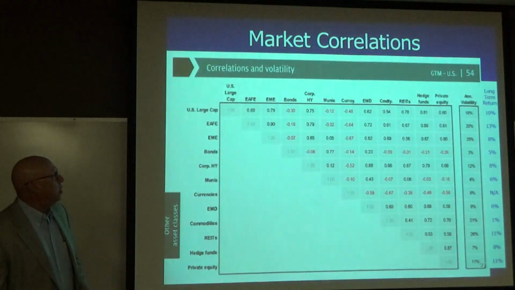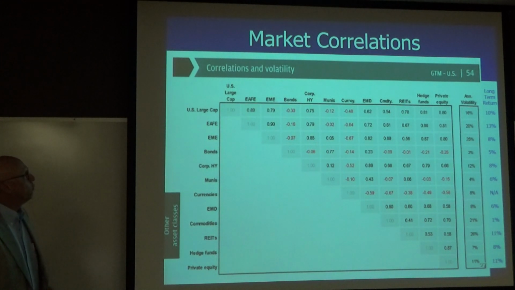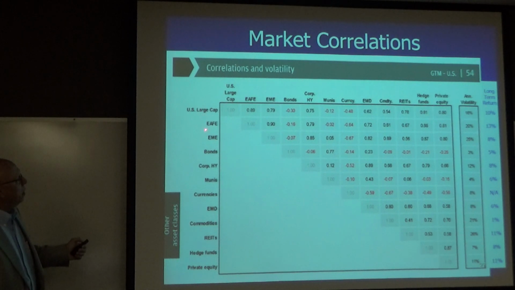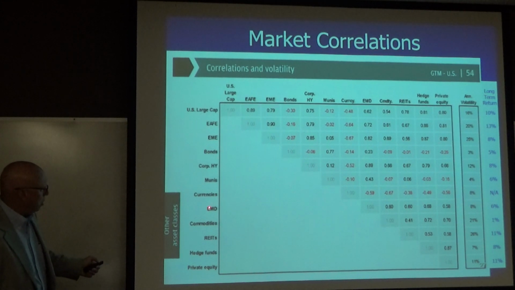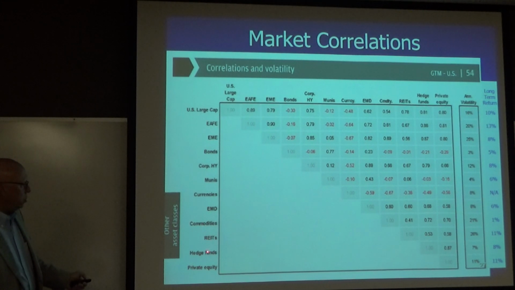Okay? So here is a chart of correlation. And hopefully you can get a good look at this. And then we have the long term. So we have large cap U.S., IFA, emerging markets, bonds, junk bonds, municipal bonds, currencies. I can't remember what this is. These are commodities, REITs, hedge funds, and private equity.